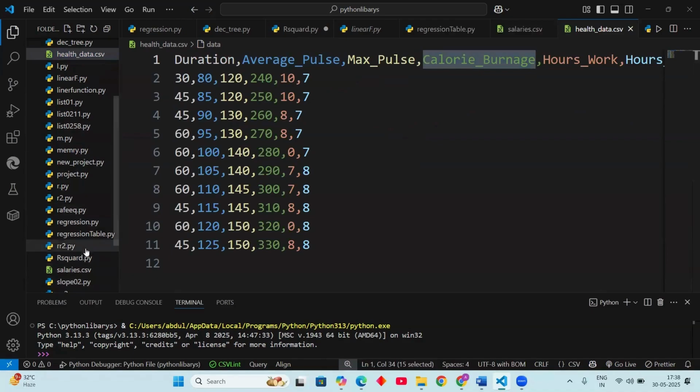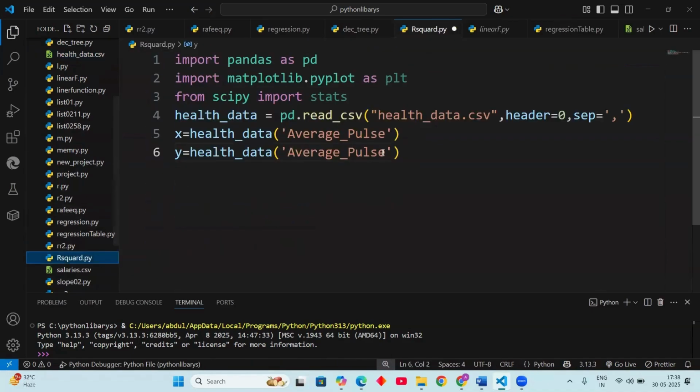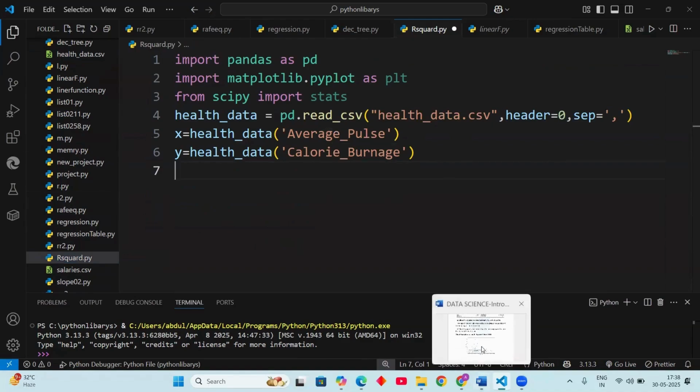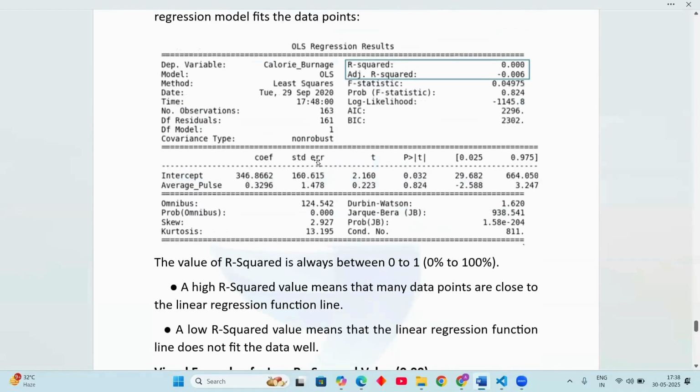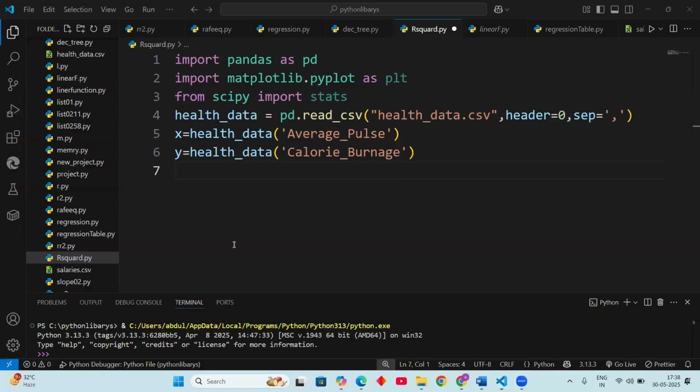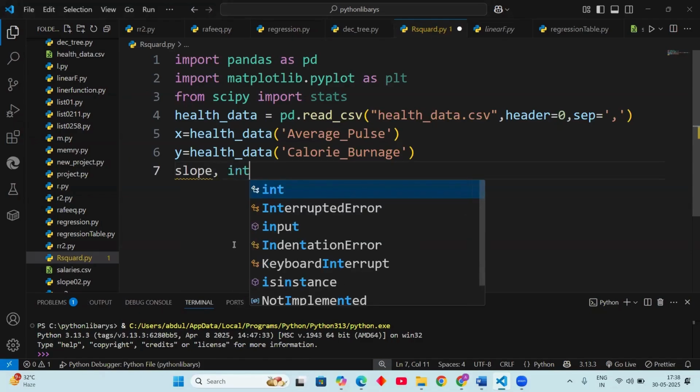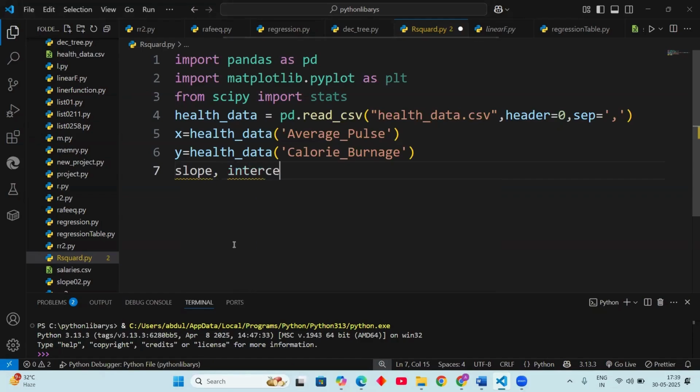So this way we can see how the data is far from the table. So here we can consider calories burned. After that we need to import some stats. Now we can see here coefficient, standard error, t value, p value. All of this we need to import here, like a slope. I need a slope and I need intercept.